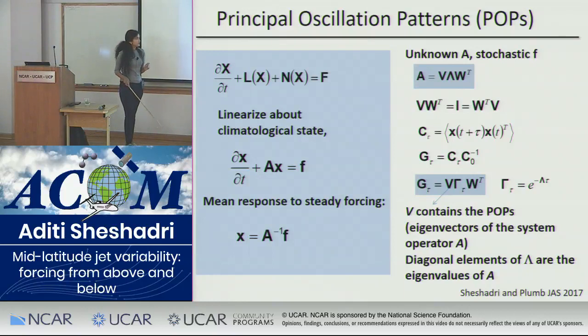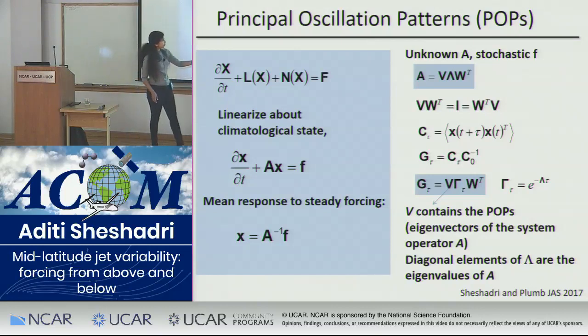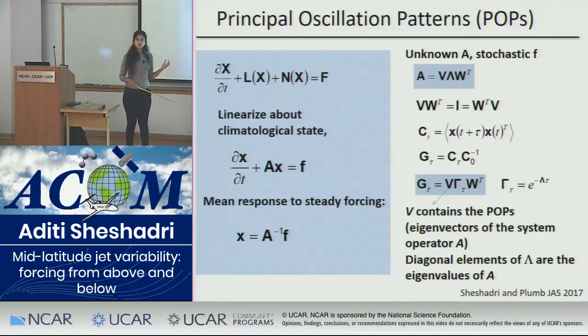However, there is a theorem known as the fluctuation dissipation theorem that tells us that we can reconstruct the soul, if you will, of this system operator A from another operator, a matrix that I'm going to call G of tau. And G of tau is constructed from the lagged correlations of the unforced system. So think of it as what does the wind look like on day X? How is that correlated with the winds on day, say, X plus 10 or X minus 10 days?